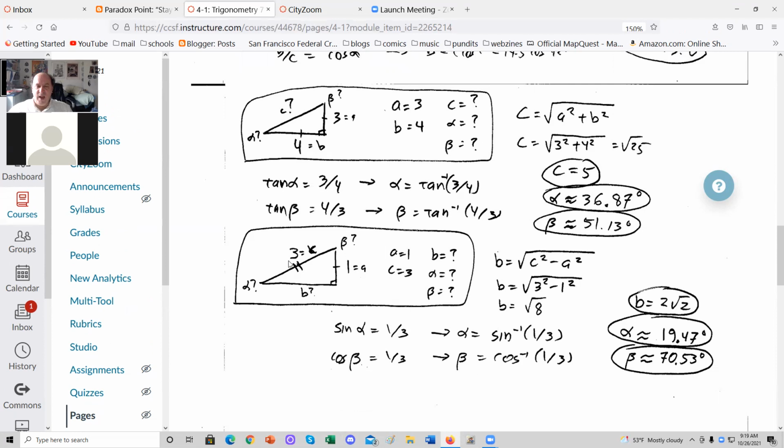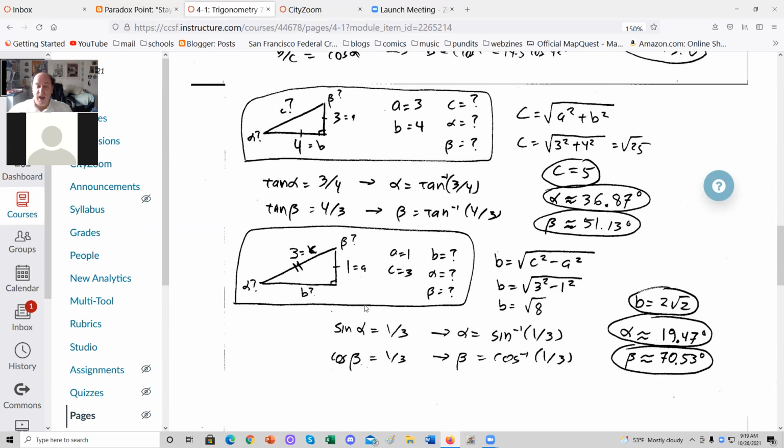Here we have hypotenuse and one short side. What's the other short side, and what are the two angles? Okay, so B is root c squared minus a squared. That's from Pythagoras. Root 3 squared minus 1 squared is root 8, which is 2 root 2.